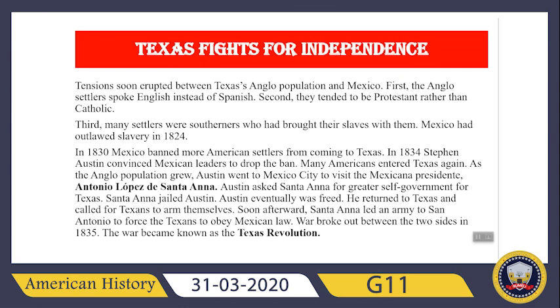Soon afterwards, Santa Anna led an army to San Antonio to force the Texans to obey Mexican law. And what was the result? War broke out between the two sides in 1835, and this war became known as the Texas Revolution. So now you have understood what the Texas Revolution was.